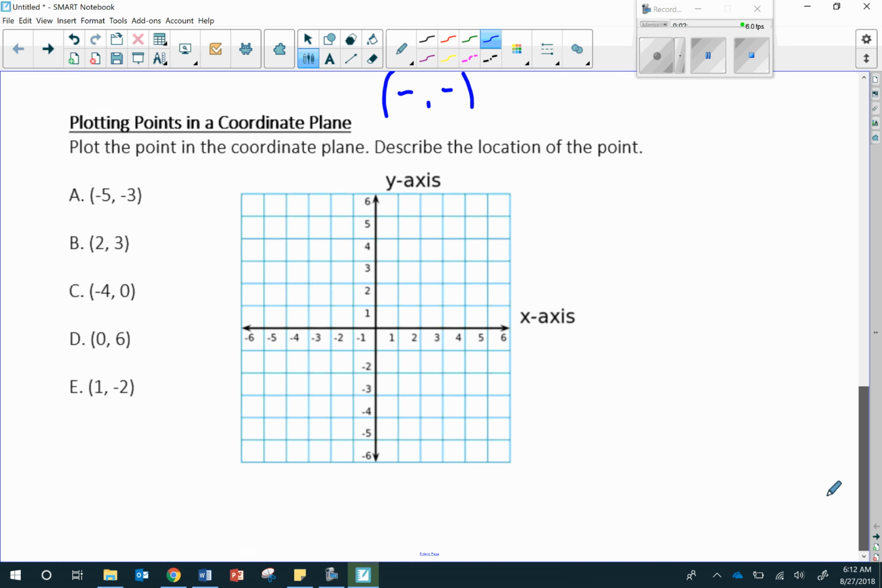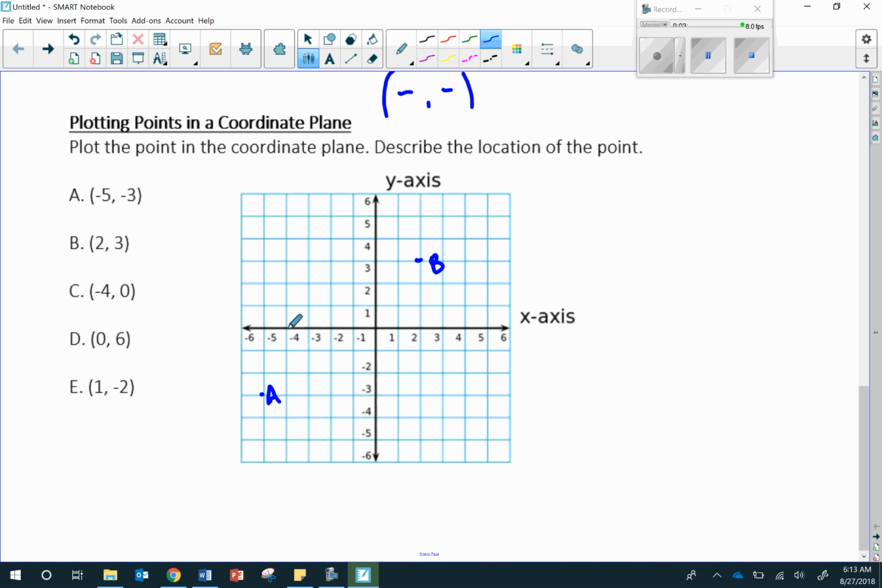Now we are given coordinates. Let's go ahead and see if we can plot these correctly. Point A is -5, -3. So I'm going to go first to the left of -5, down to -3. Point A will be right there. Point B is +2, +3. Point B is right there.